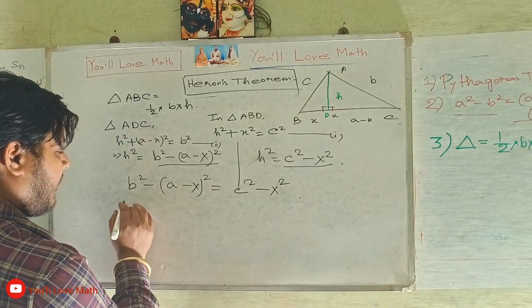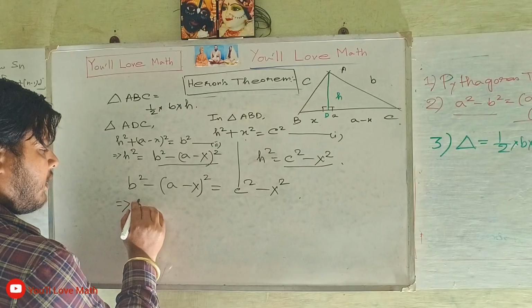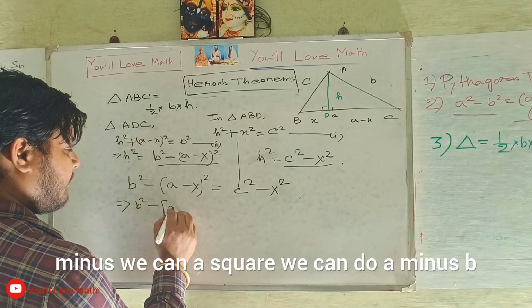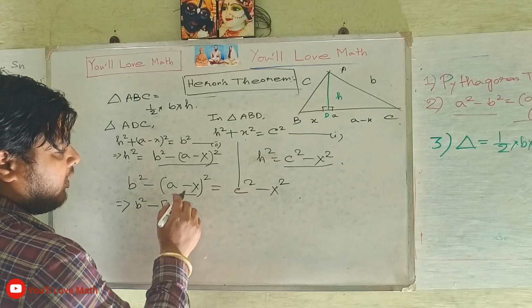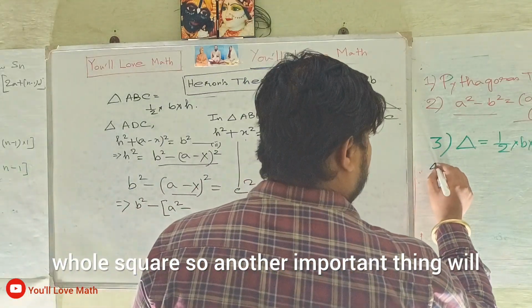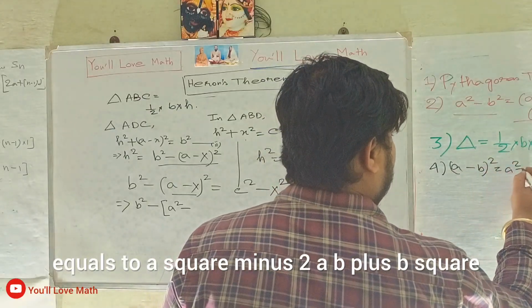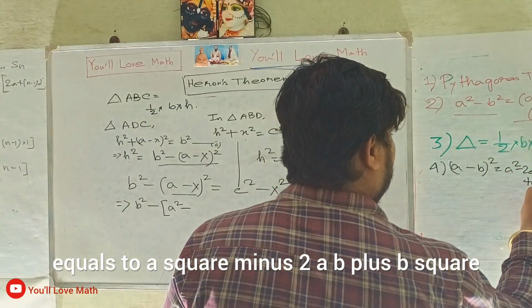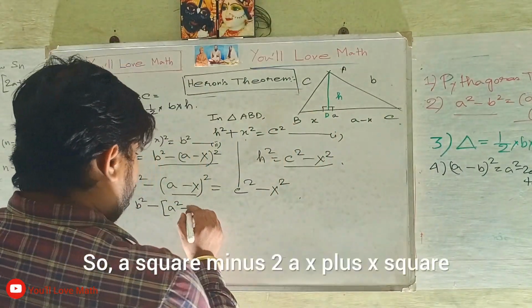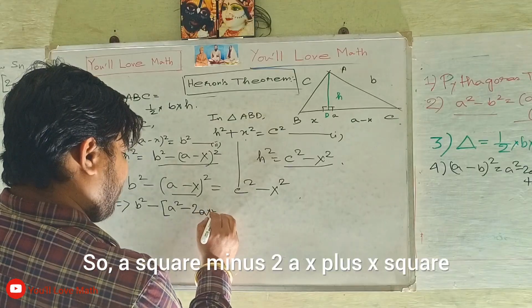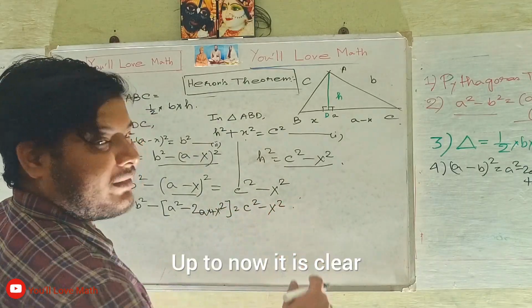Fine. Now B square minus, we can do the (A minus X) whole square. So another important thing: we can use the (A minus B) whole square formula, equals A square minus 2AB plus B square. I am noting it down so that you will understand more easily. So A square minus 2AX plus X square, equals C square minus X square. Fine. Up to now it's clear?